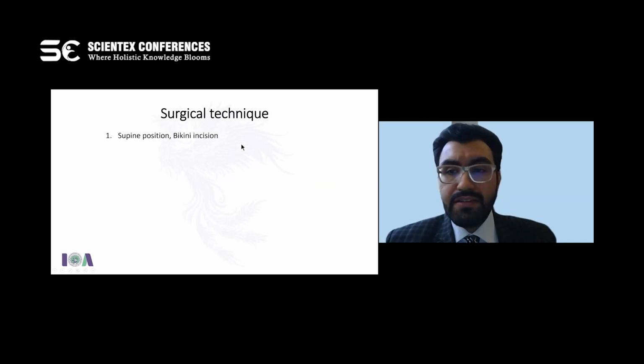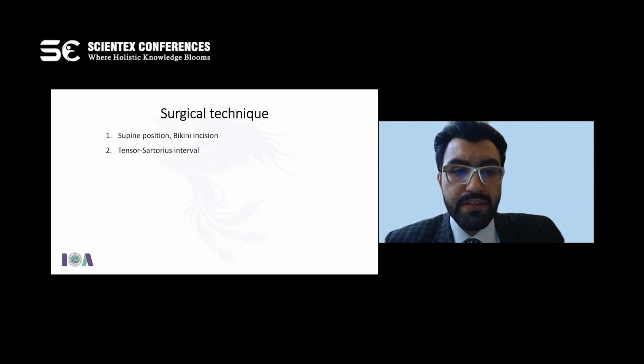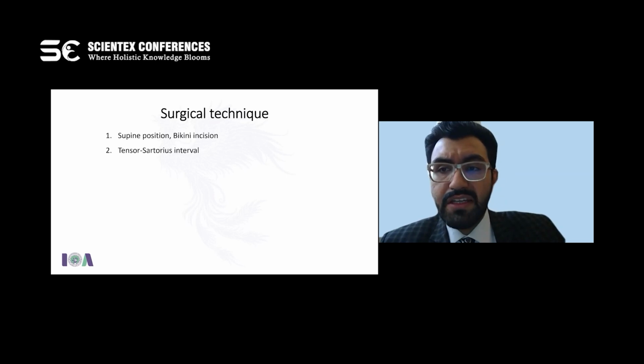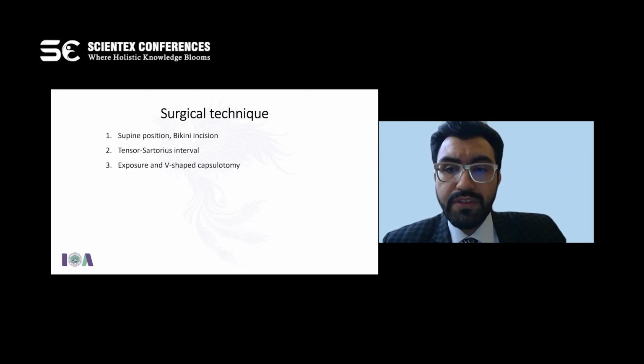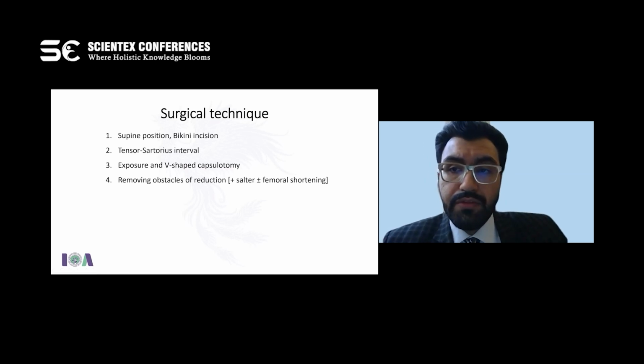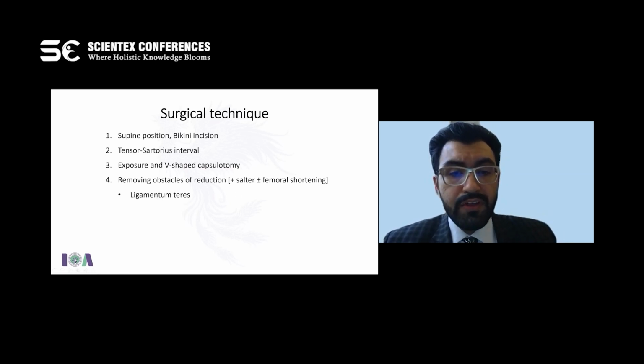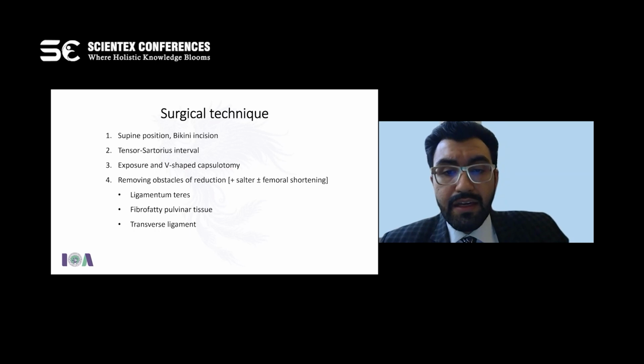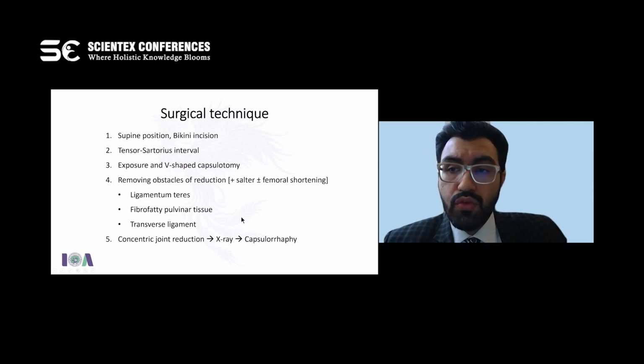The surgical technique, as you are all familiar with, included putting the patient in a supine position and performing a bikini incision. We didn't try minimal incisions. We used the classic bikini incision and the classic tensor-sartorius interval in order to gain exposure of the hip joint. We performed a V-shaped capsulotomy in order to gain exposure of the acetabulum. Then we removed the obstacles to reduction, including the pulvinar fat tissue in the joint, the ligamentum teres, and the transverse ligament. And after performing the required correction of the bony deformities, we performed concentric joint reduction.